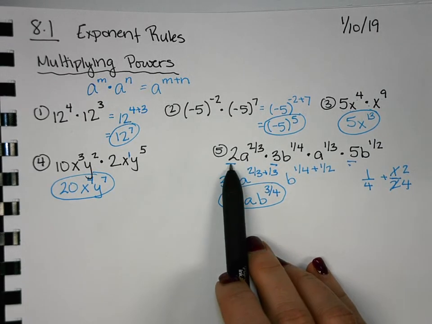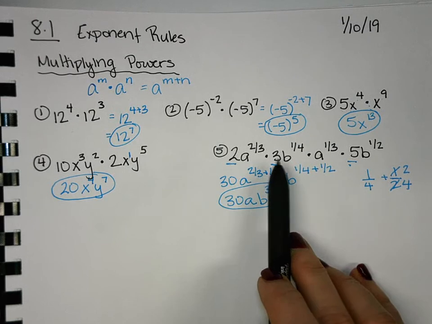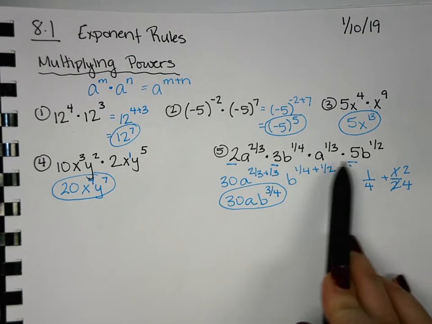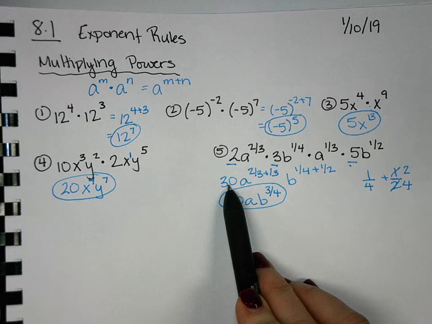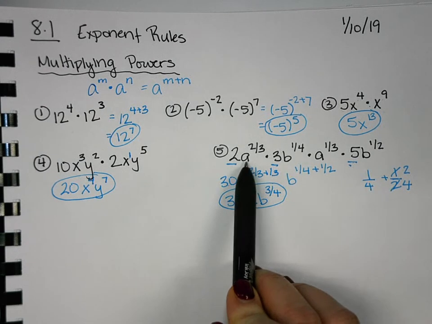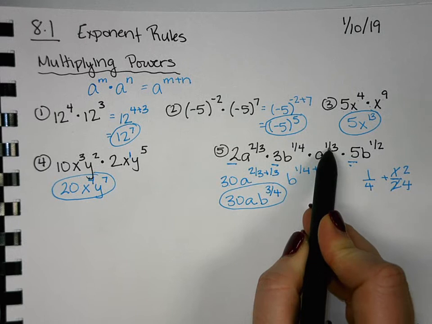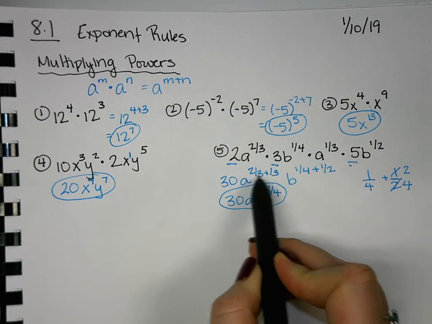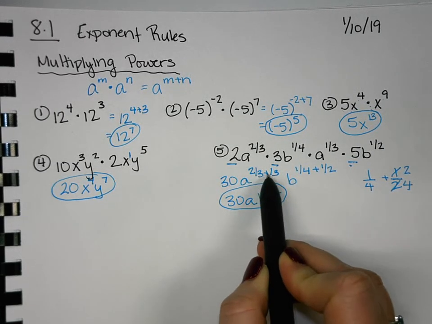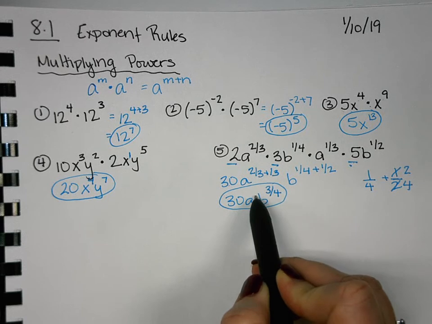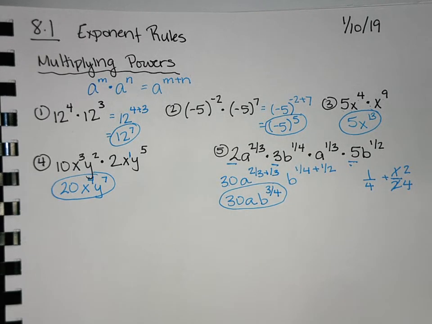Okay, so I started with the numbers. So 2 times 3 is 6, times 5 is 30. And then for a, I have 2 a's. I have an a to the 2/3 times a to the 1/3. They're being multiplied, so I add the exponents. So 2/3 plus 1/3 is just 1. We don't have to write the little one, we can just write a.